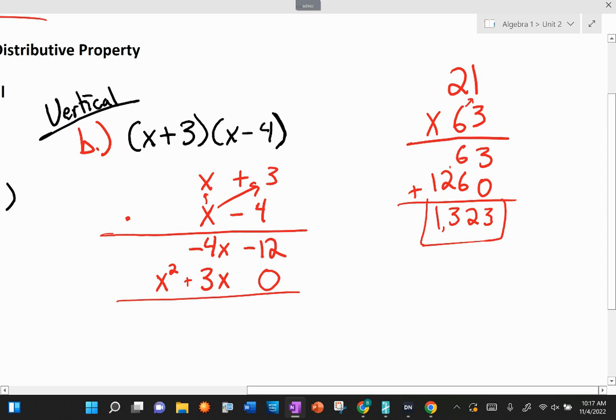Now you're just going to combine them. Negative 12 plus 0 will be negative 12. Negative 4x plus 3x will be negative x. And then nothing to combine with the x squared, so you have x squared.